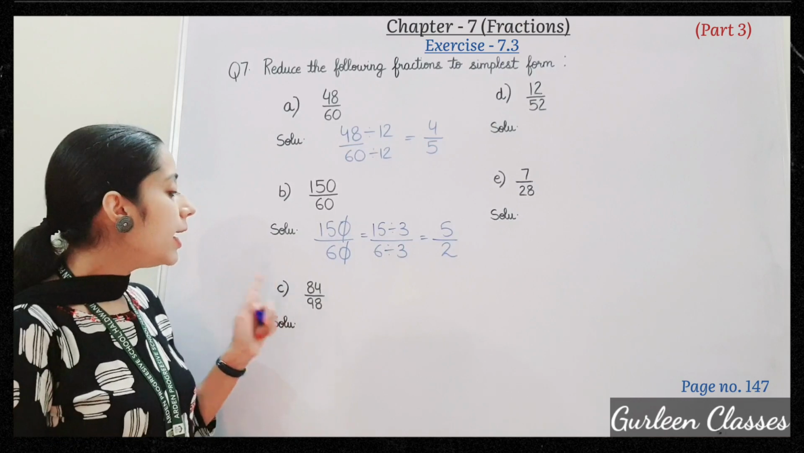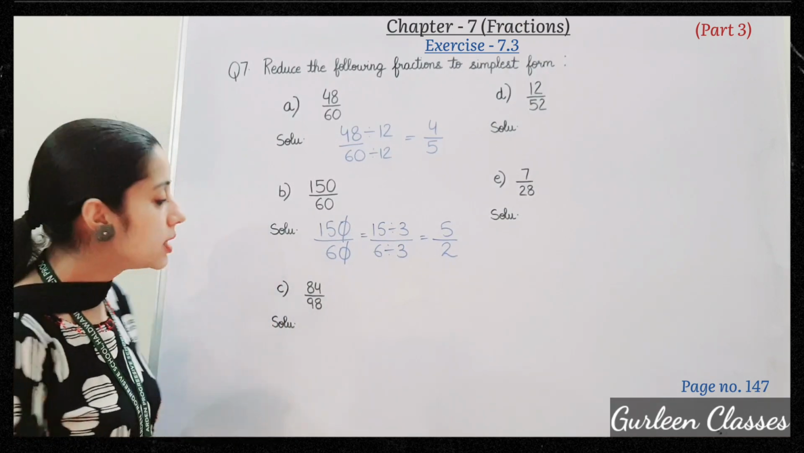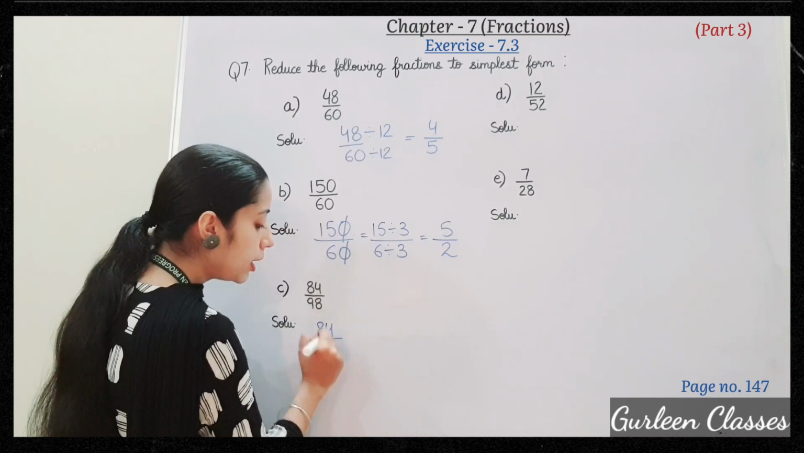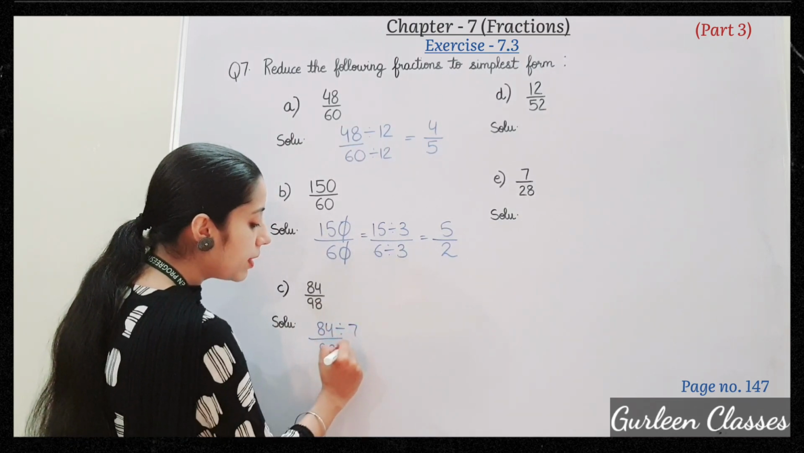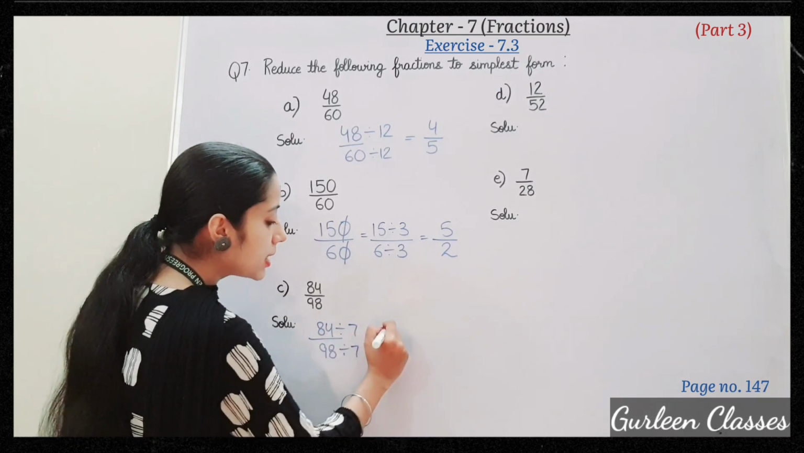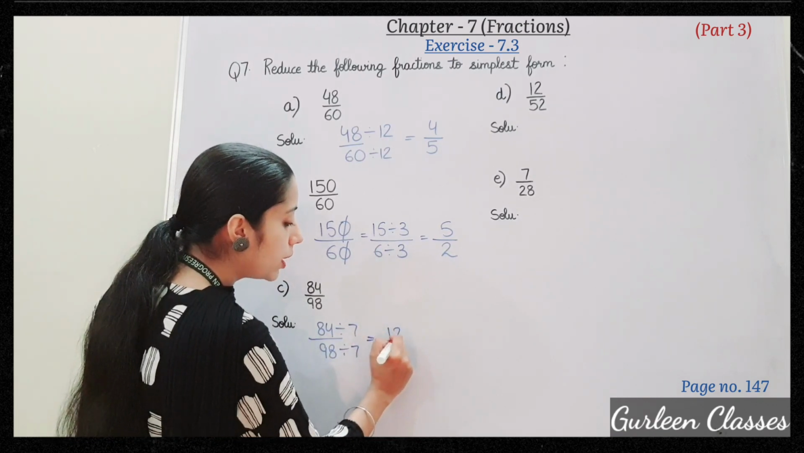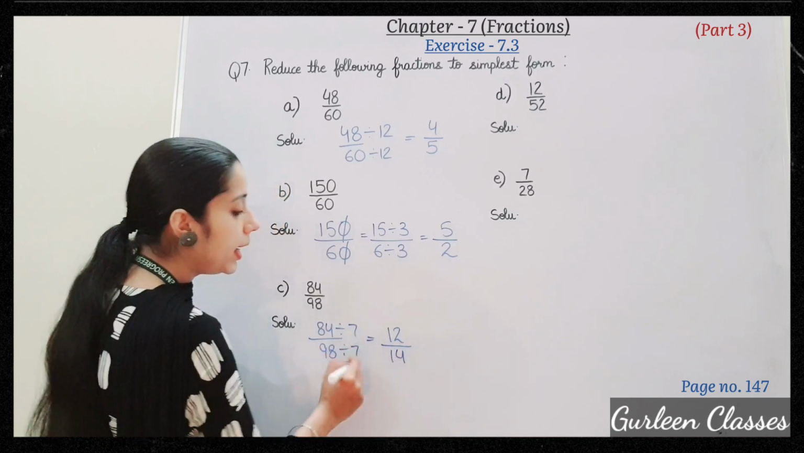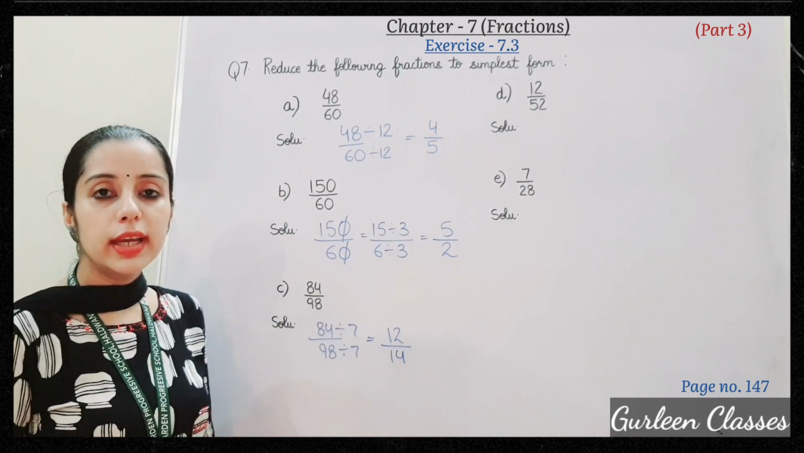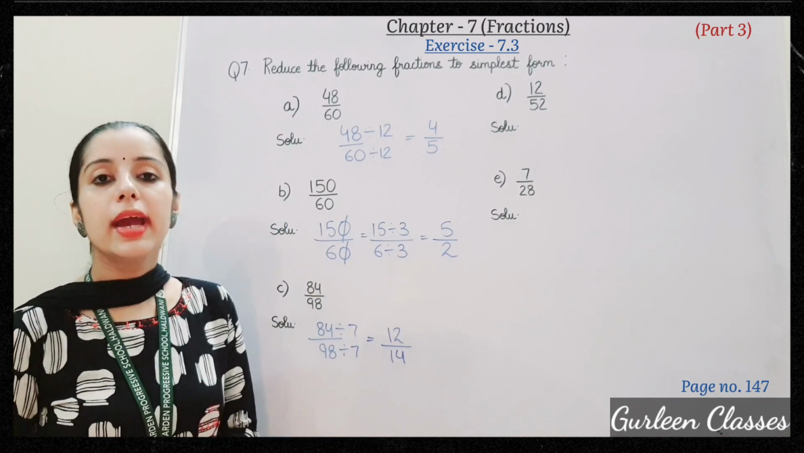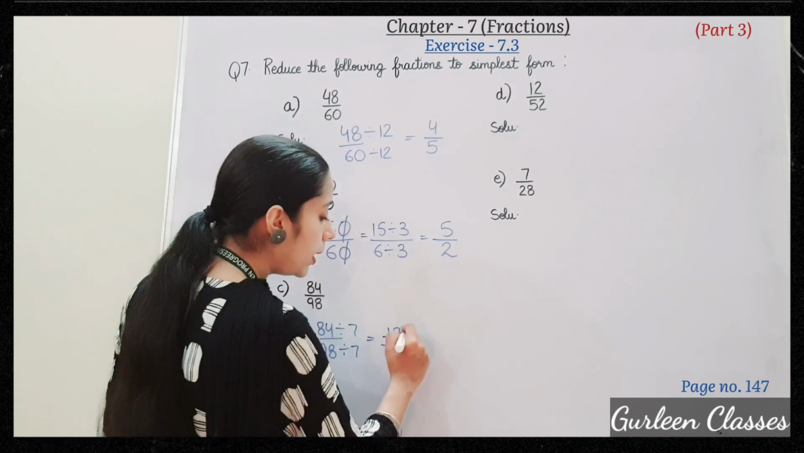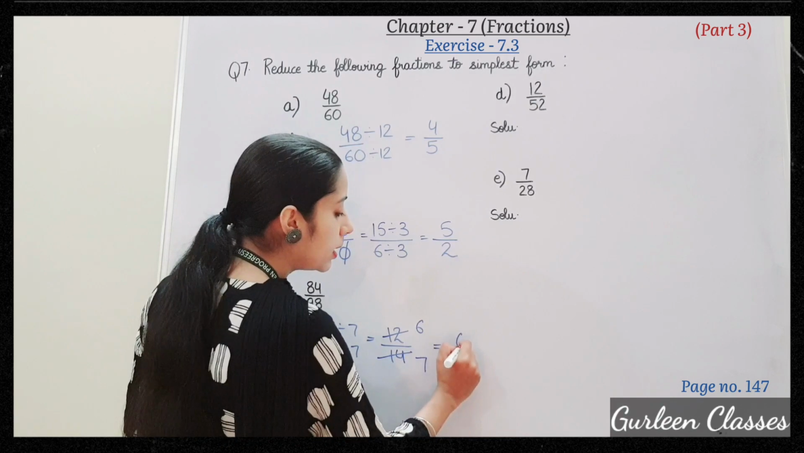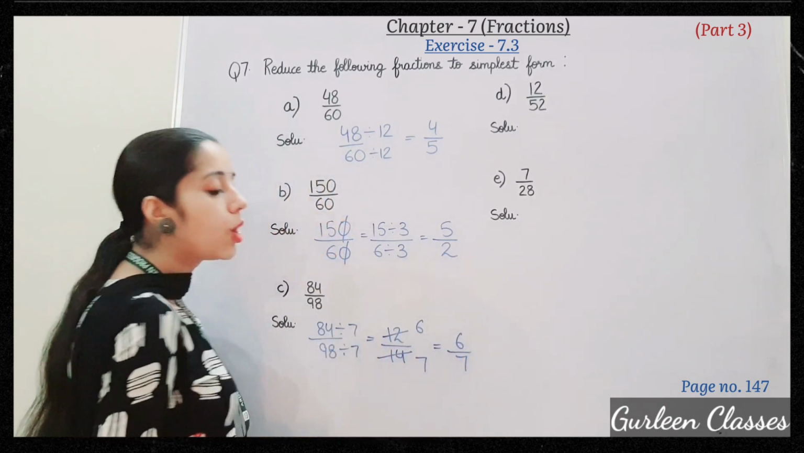C bar, 84 upon 98. So let us write here 84 upon 98. First let us divide by 7. 7 ones are 7, 7 twos are 14, 7 ones are 7, 7 fours are 28. So we got 12 upon 14. Again it can be reduced by 2. So divide both numerator and denominator by 2. 2 6s are 12, 2 7s are 14. So the fraction is 6 upon 7.